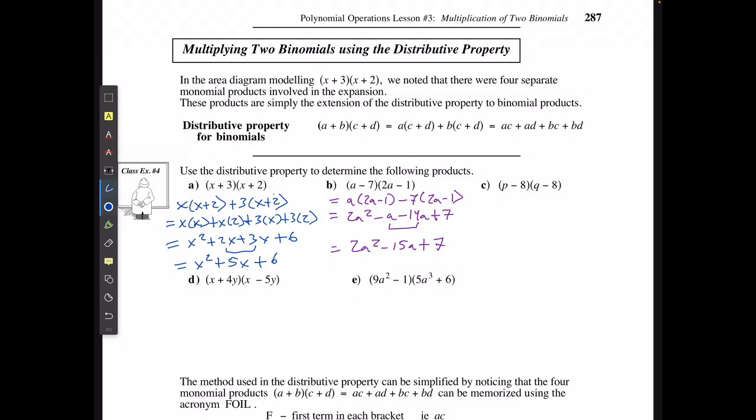For example C, this is going to give me p times (q minus 8) and negative 8 times (q minus 8). When I multiply it out, p times q is just pq, p times negative 8 is negative 8p. Negative 8 times q is negative 8q, and negative 8 times negative 8 gives me positive 64, and there are no common terms to combine in this case.